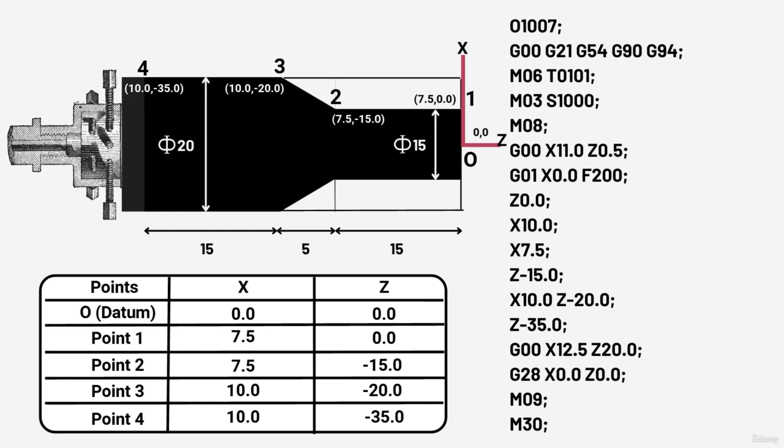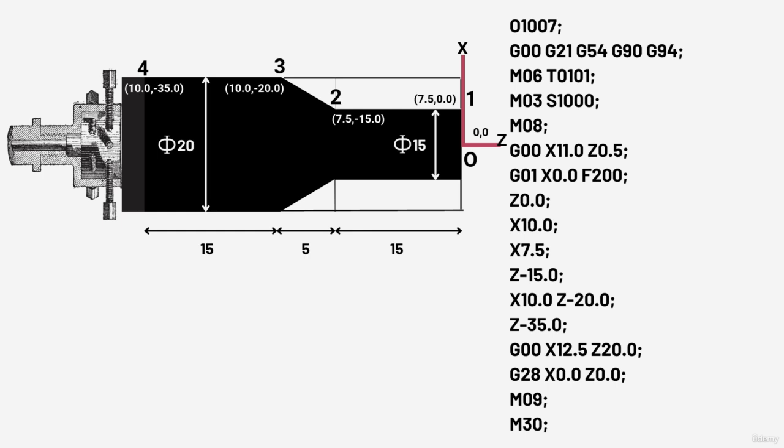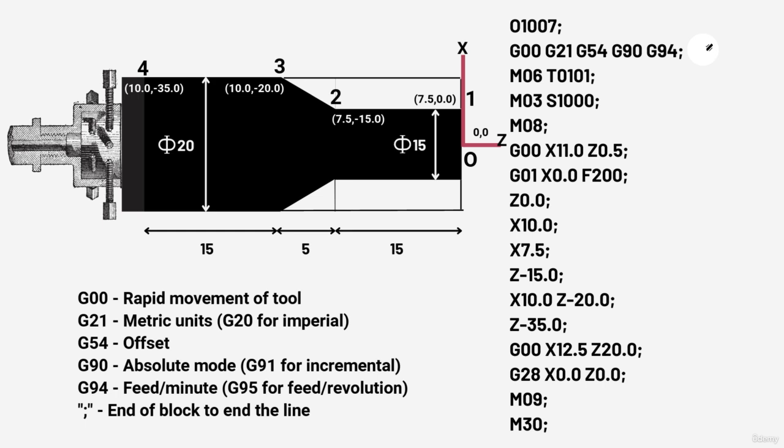The complete program for the absolute approach is written here. Let's understand each line or each block one by one. Here, the first line depicts the program number. We can write it any number between 0 to 9999. In the second line, the first command used is G00 because rapid movement of the tool is desirable initially.